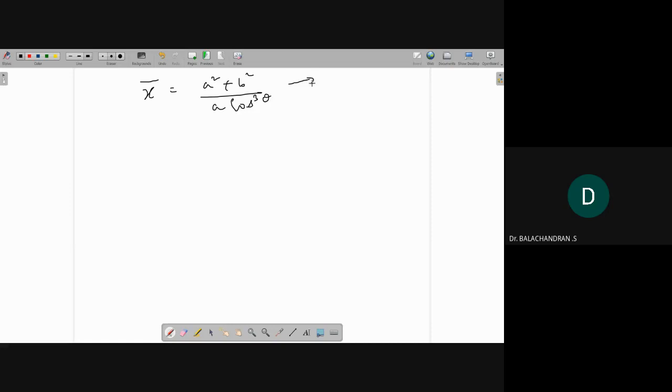So I call this equation number 1. Similarly you should try, I think you can easily get it. So similarly y bar equal to, what is y bar? If you know, you can tell.